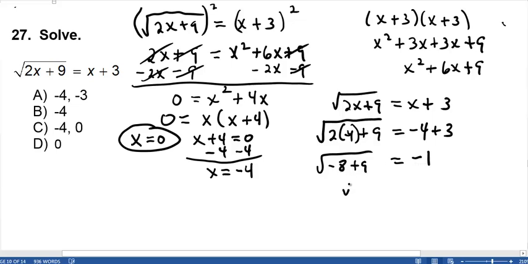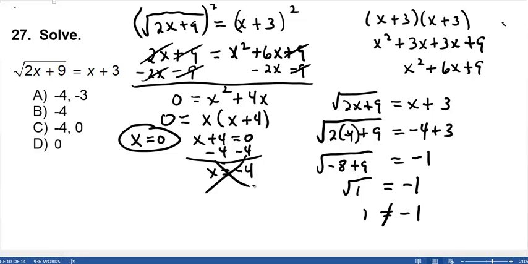Negative 8 plus 9 is 1. And the square root of 1 is 1. So since 1 does not equal negative 1, negative 4 is not a solution. So our answer to this problem is x equals 0.